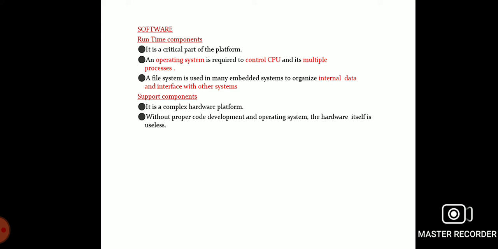So in this session we discussed the quality assurance techniques for embedded system design. In upcoming sessions we are going to discuss the levels of performance analysis.